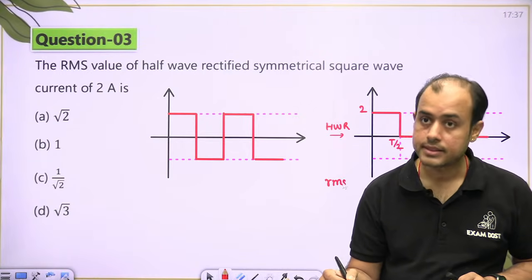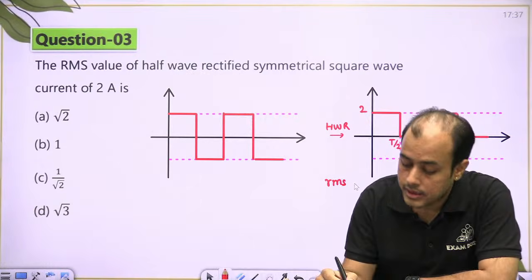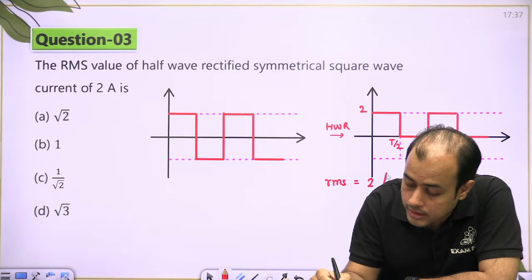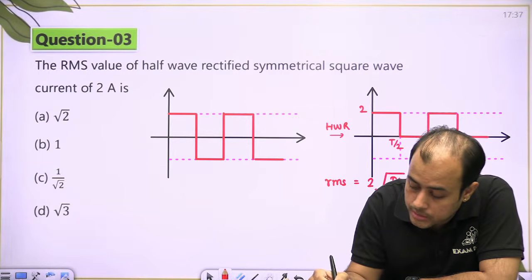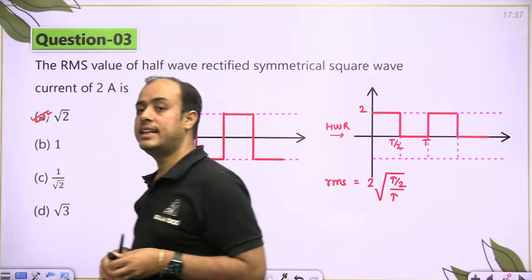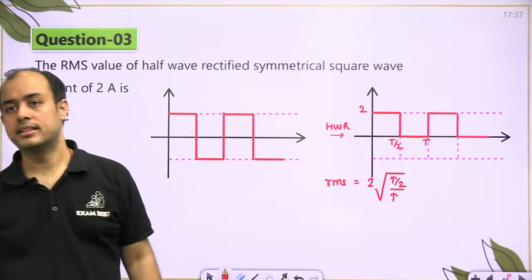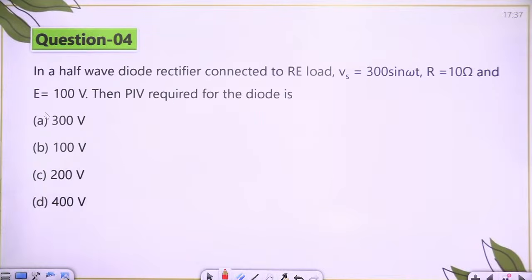So RMS. How to take RMS of a flat waveform? Take the height square root duration by period. So it is 2 into under root duration by total period. That is √2. Chalo next.